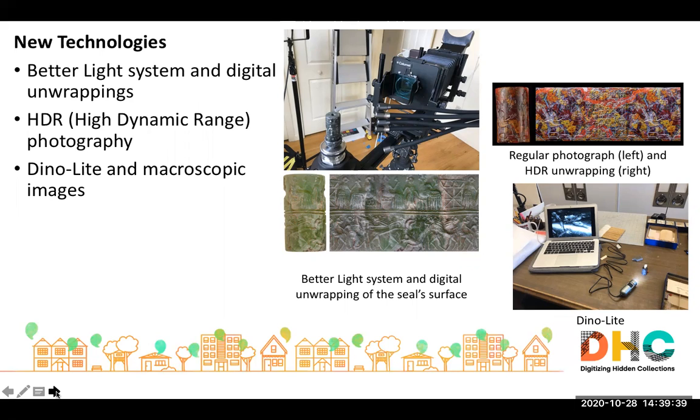Here are some of the technologies that we're using. Digital unwrappings, created using a Better Light system, show how seal carvers laid out scenes in relationship to the patterning of stones. High dynamic range, or HDR, photography, with its intense colors, can be helpful in identifying recarvings of seals. And macroscopic images created using a Dynalite help identify the now lost tools used by seal carvers.